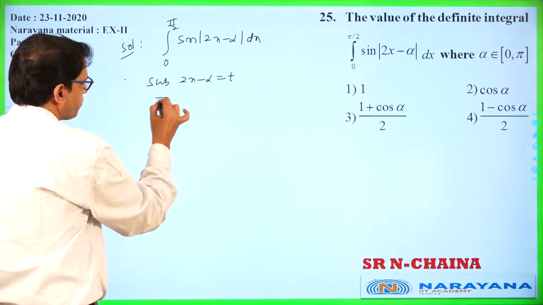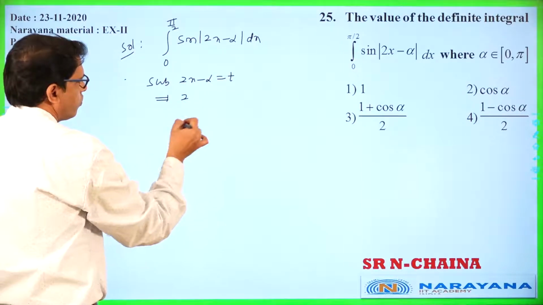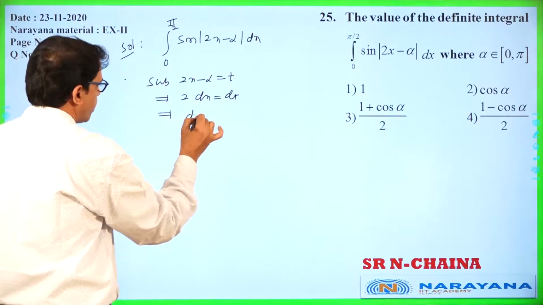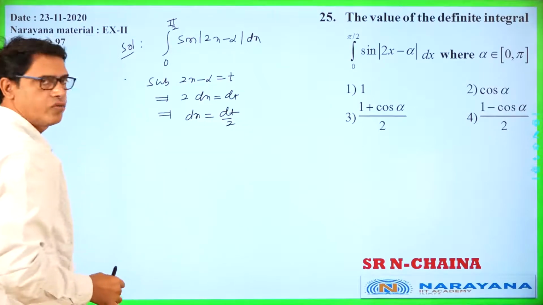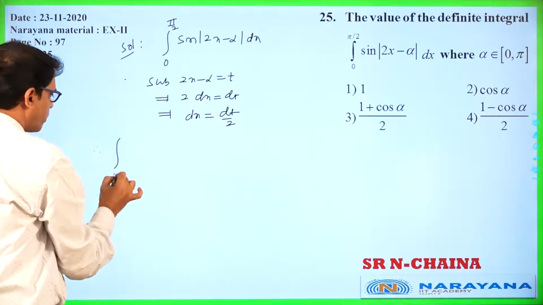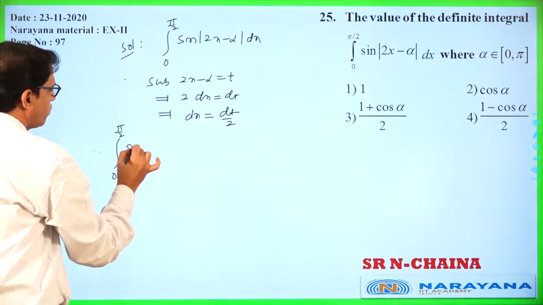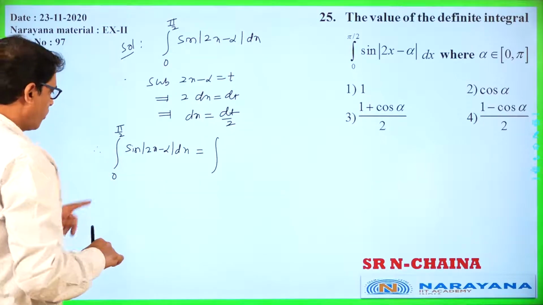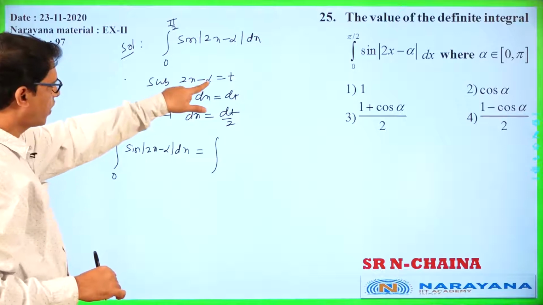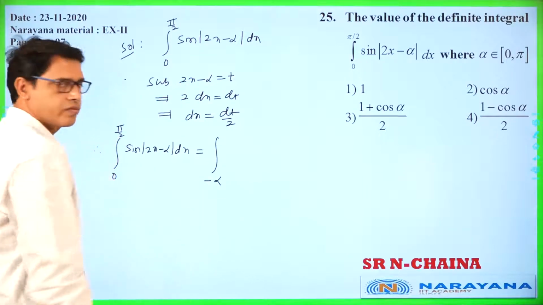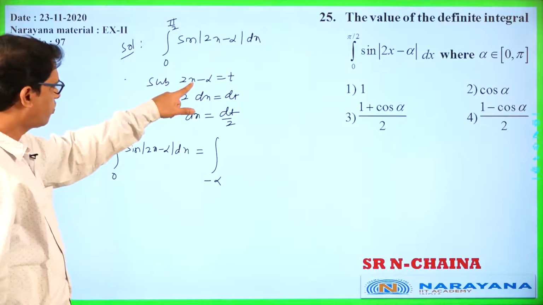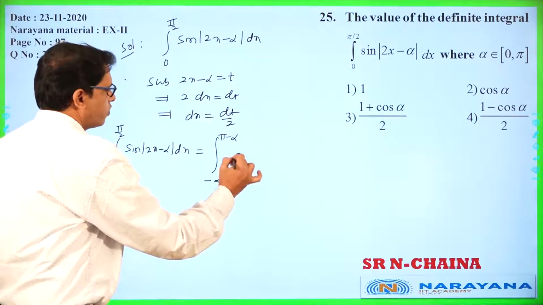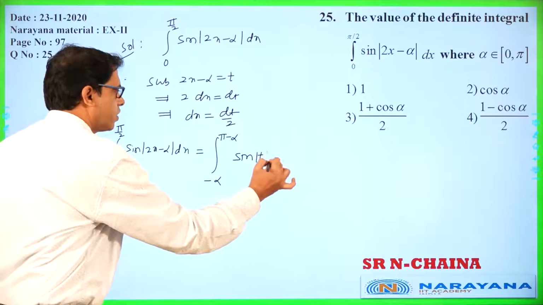Differentiating, 2 dx equals dt, so dx equals dt upon 2. Therefore the integral from 0 to pi by 2 of sine of mod of 2x minus alpha dx: for the lower limit, putting x equal to 0, t is minus alpha; for the upper limit pi by 2, 2 into pi by 2 cancels out, so t is pi minus alpha. The integral is sine of mod of t dt.